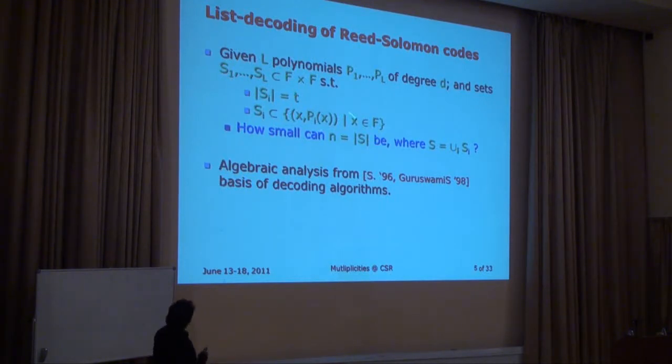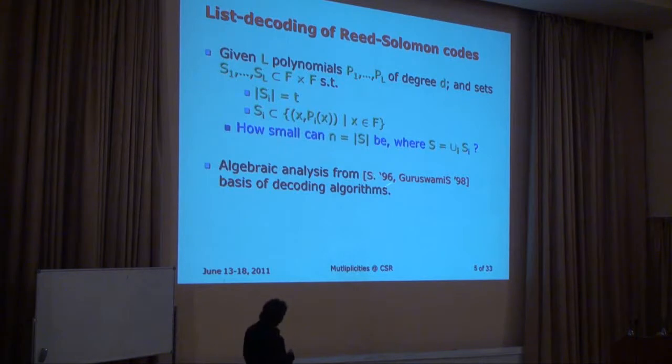So this is the question. Again, you're given L polynomials. These are the sets. Each one of these sets is of size exactly t, a subset of these given points in the space. How small can this number n be?